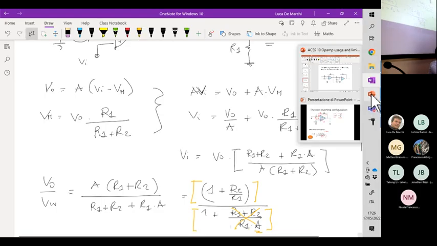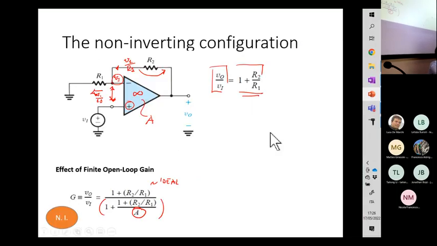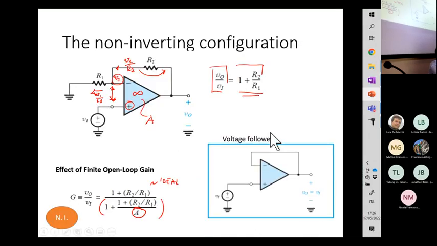Okay, so indeed, non-idealities may affect the actual transfer function that we have in our circuit. Okay, let's take this into account. The limit situation for the non-inverting configuration is the one sketched in this picture, which is called voltage follower topology or unitary gain buffer.